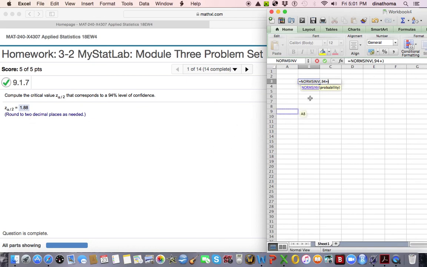I know it's 1 minus 0.94, which is 0.06, and that's alpha. However, we need to find alpha over 2 because we're building confidence intervals. We have a left and a right limit, so we take our alpha and we split it in half. So all I have to do is put divided by 2, and enter. You see I get 1.88, rounded to 2 decimal places, which is the correct answer.